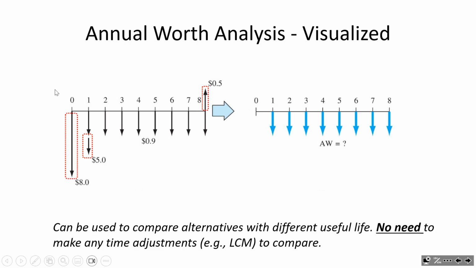The nice thing about annual worth analysis is that when you have the annual equivalent of alternatives, there's no need to use things like LCM to unify the study period. And so if you're finding the annual equivalent, you can compare alternatives that have different useful lives. Because by finding the annual equivalent, you're effectively making the study period the same. So that's one advantage of the annual worth analysis. And the decision criteria is choose the alternative with the highest positive, meaning non-negative, annual worth.